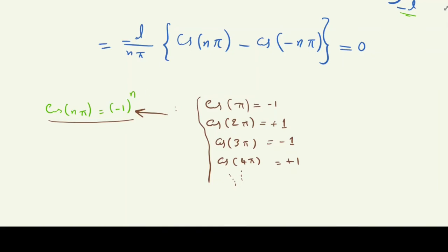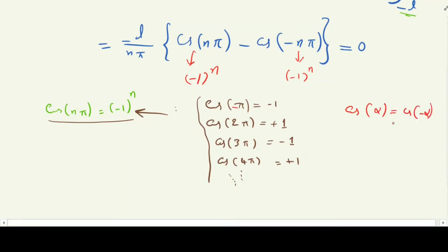So this is the identity that we have, and if we use it, this one is going to be minus 1 to the power n, and this one is going to be also minus 1 to the power n again. So let me explain this one too. If we have cosine minus pi, that's going to be equal to cosine pi, right? Because we know that cosine of any angle, let's say alpha, is going to be equal to cosine minus alpha, right? So cosine minus n pi is going to be equal to cosine n pi.